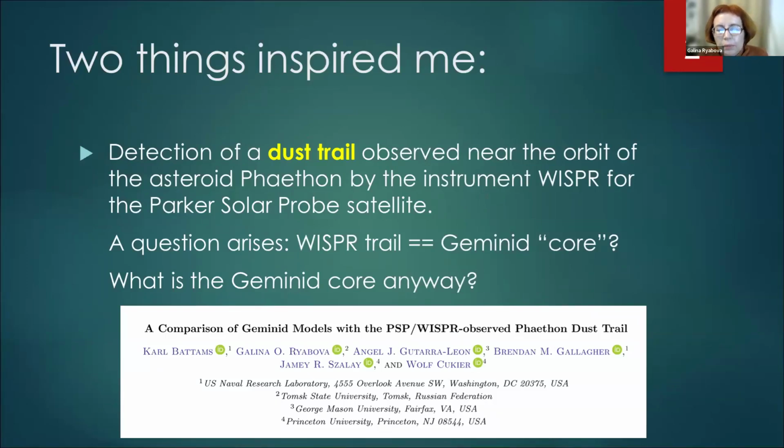And what this instrument found is a trail, the Geminid core, and what the Geminid core is anyway. And I hope that very soon we could submit this paper, which is now under preparation. And working on this paper, I found a thing that I'm going to talk about now.